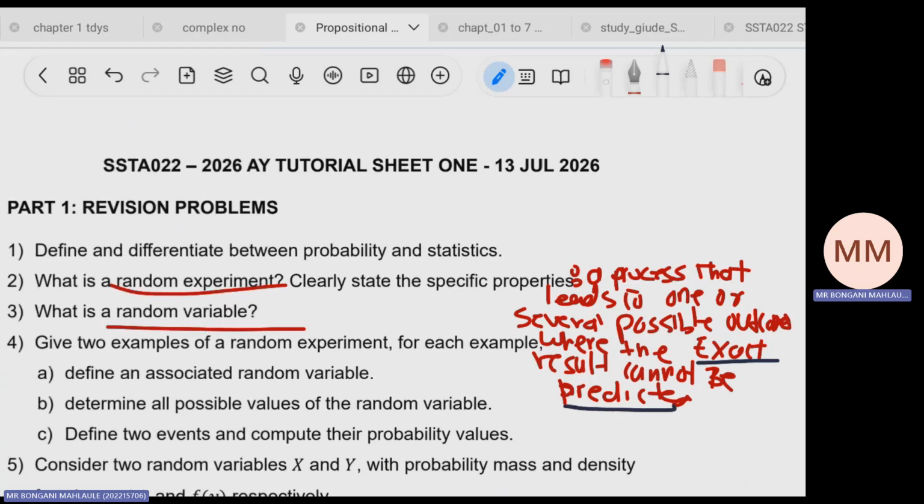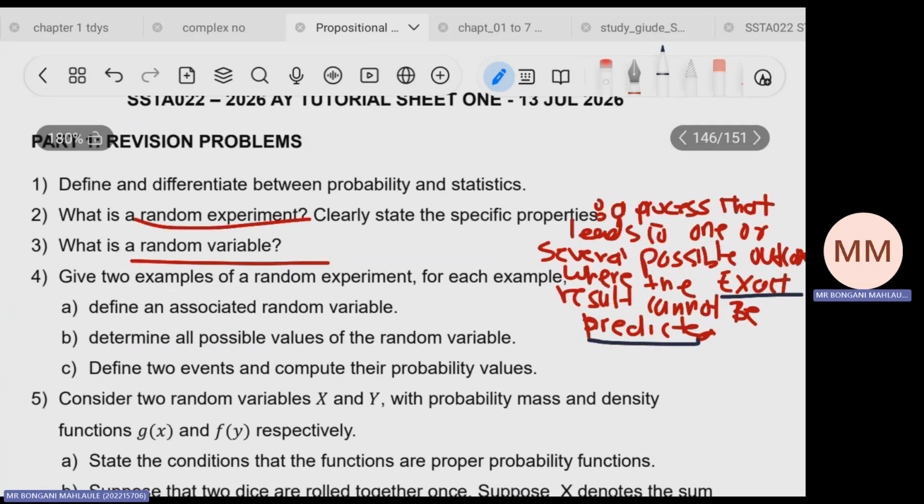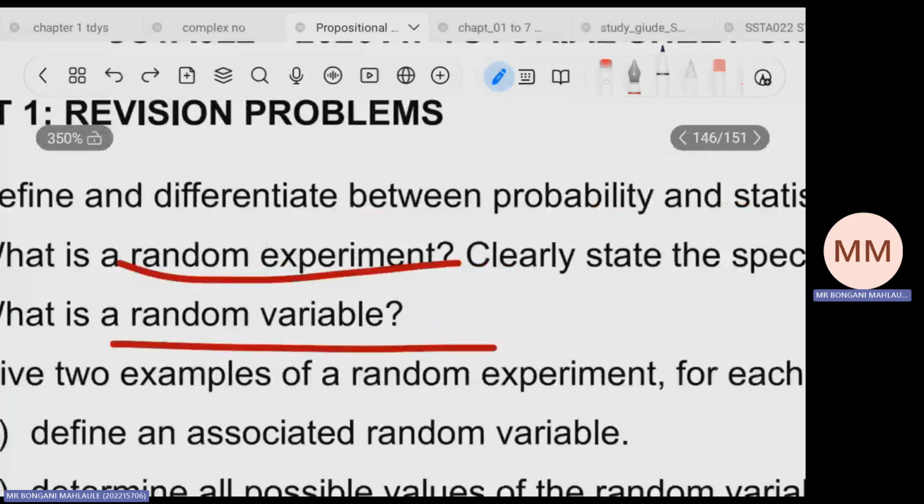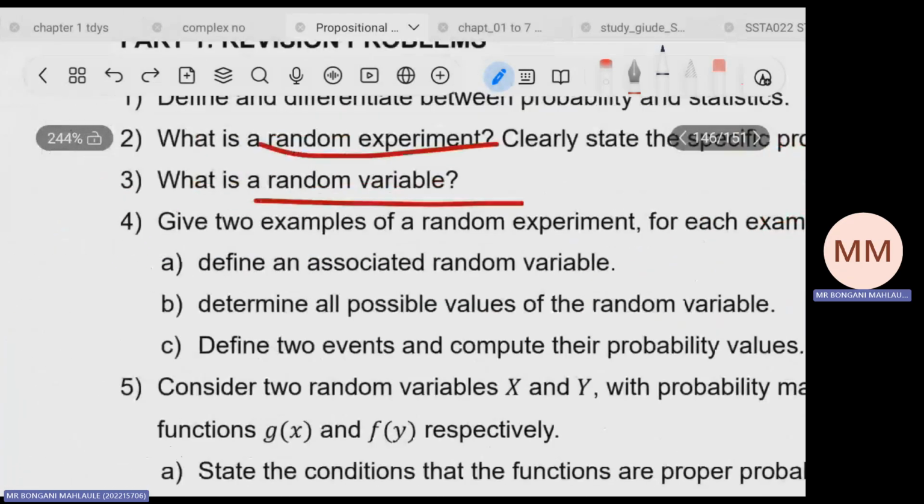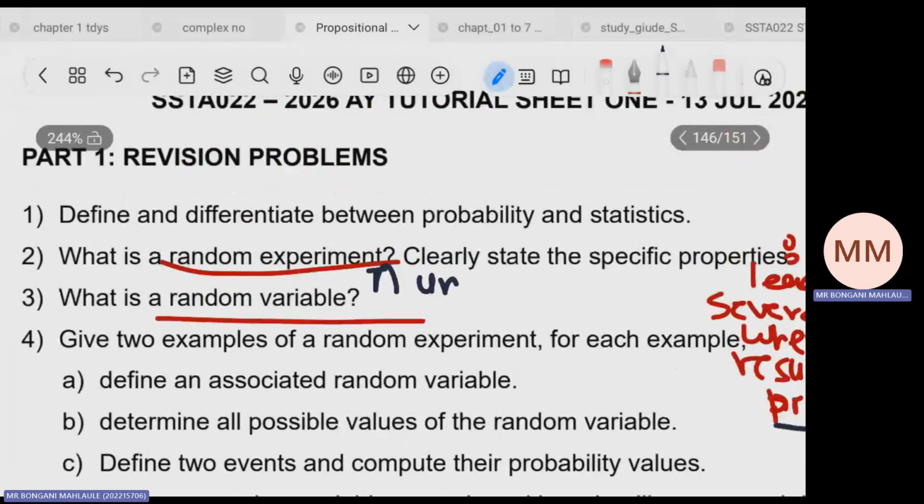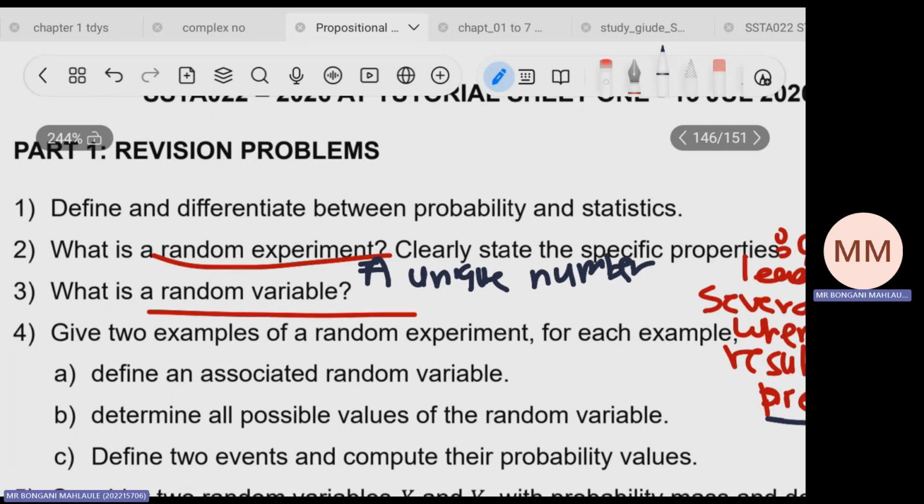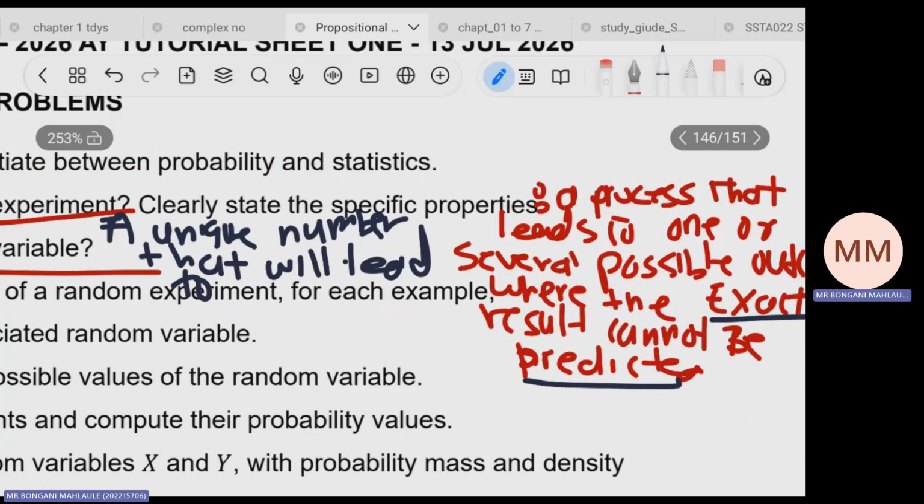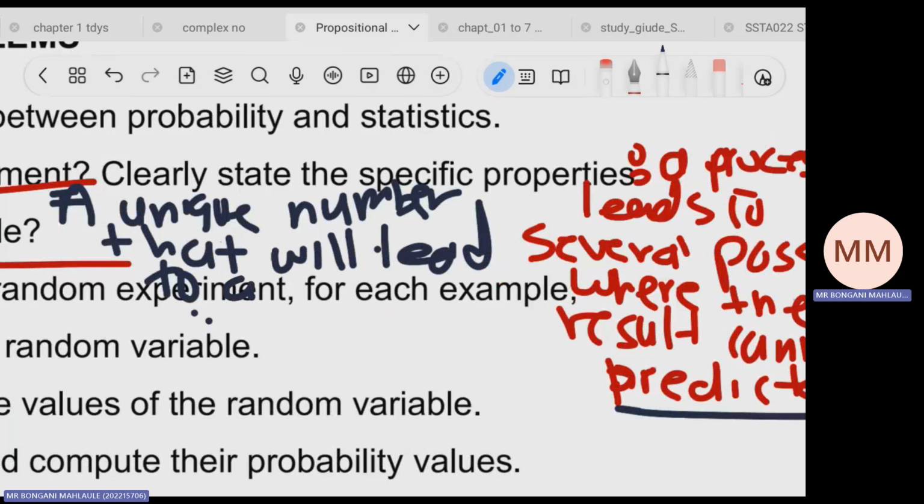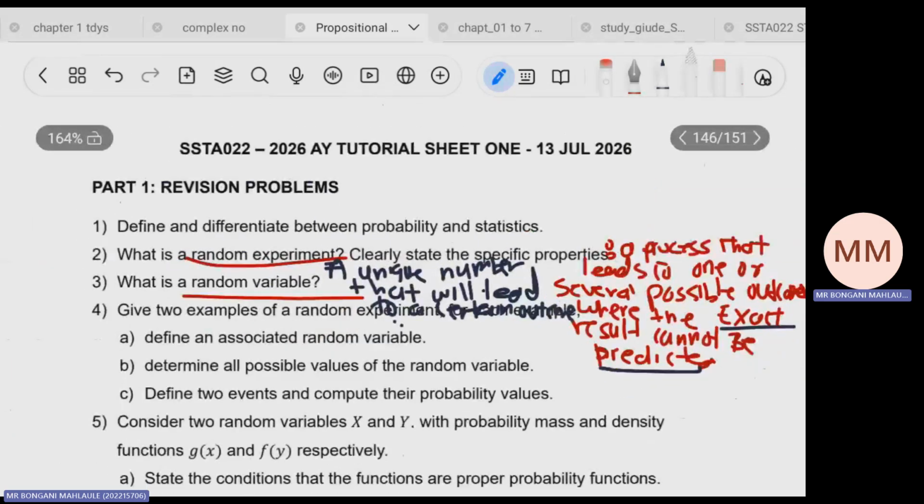And then a random variable. This is when we're talking about x. So this is just a unique real number that will lead to a certain outcome. It's just a unique number that will lead to a certain outcome. So this is what we call a random variable.